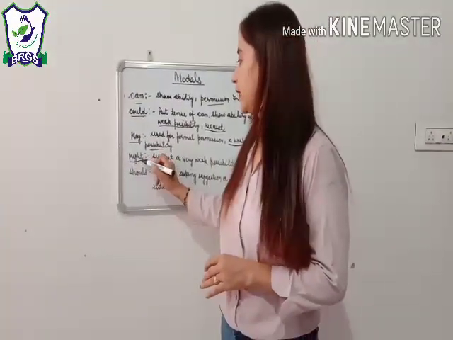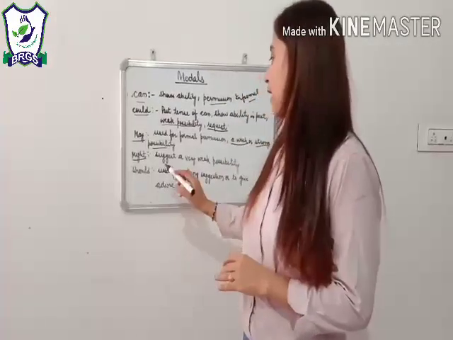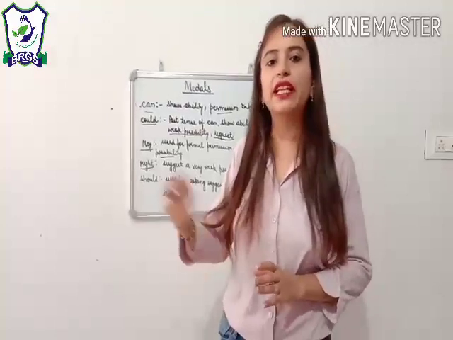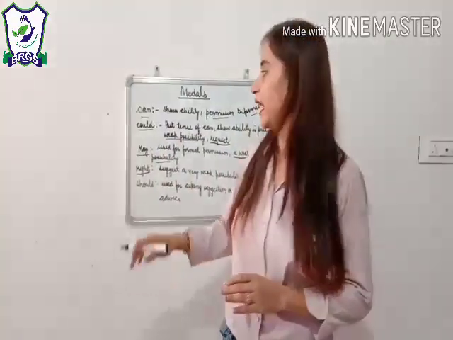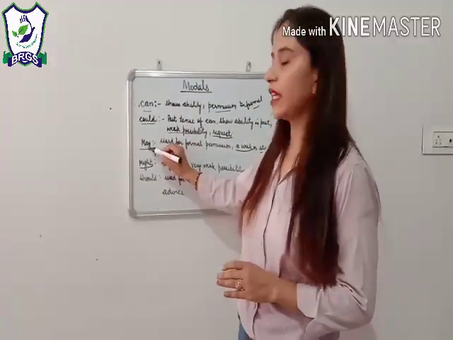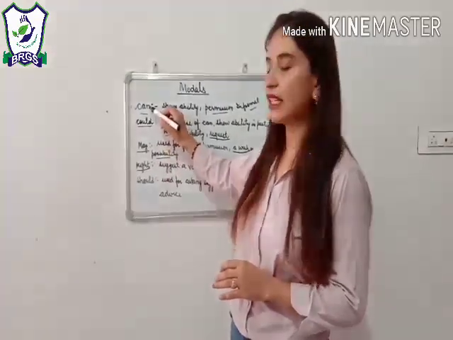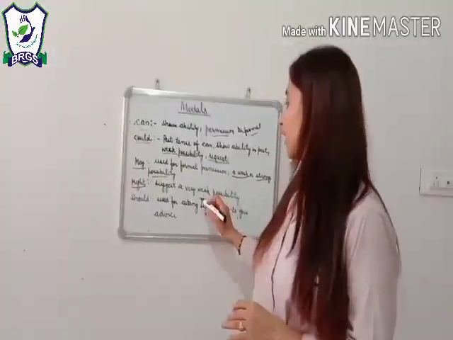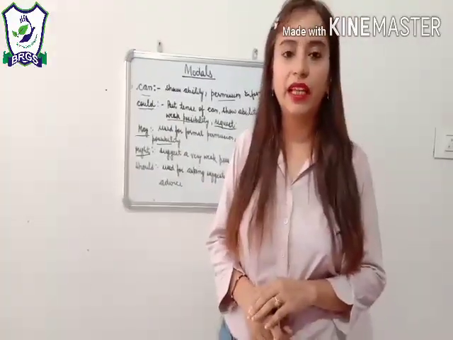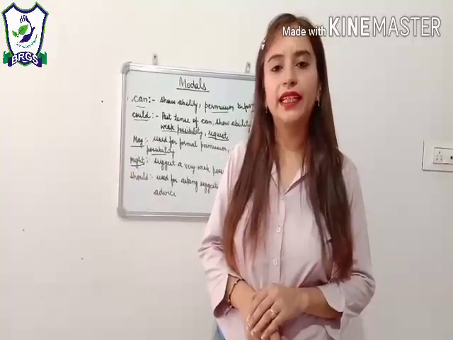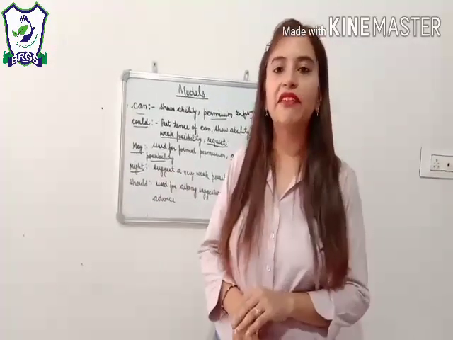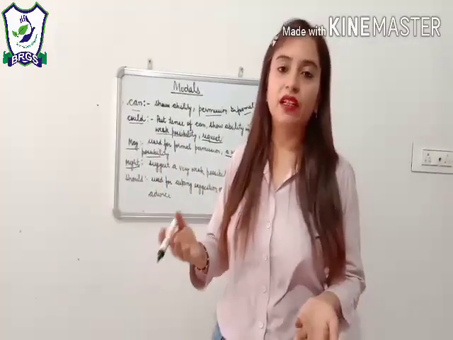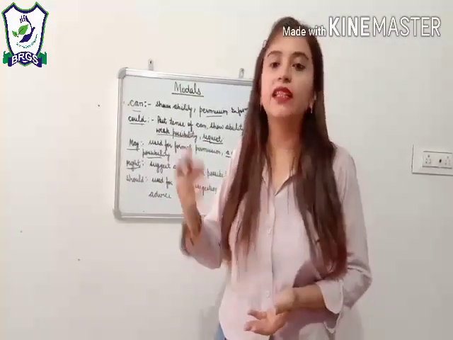Next is might. Might is used for very weak possibilities. Weaker than can. First, may has the stronger possibility, then can has a little possibility, and might has the weakest possibility. Like it might rain today, we might go to Delhi next week. So it shows very weak possibilities that are not likely to happen, but it can happen.